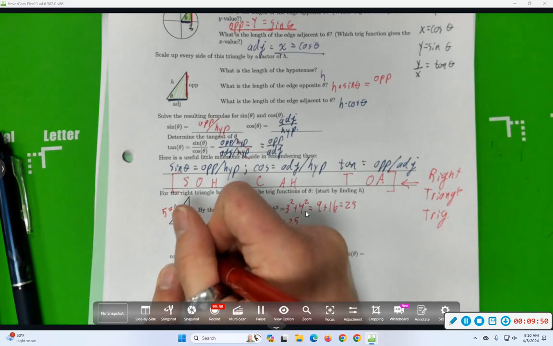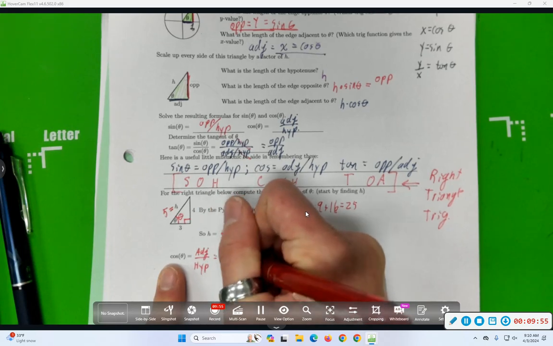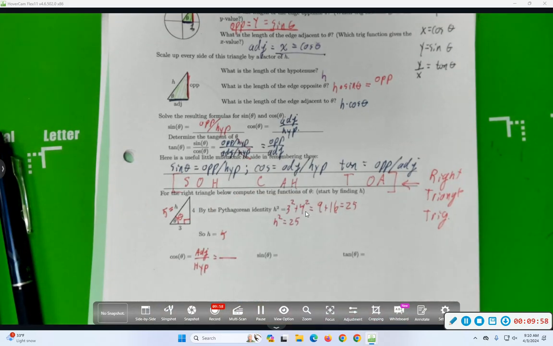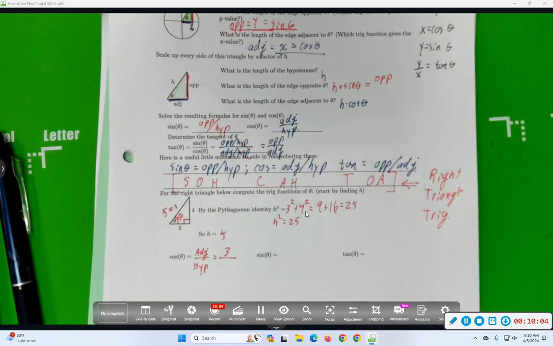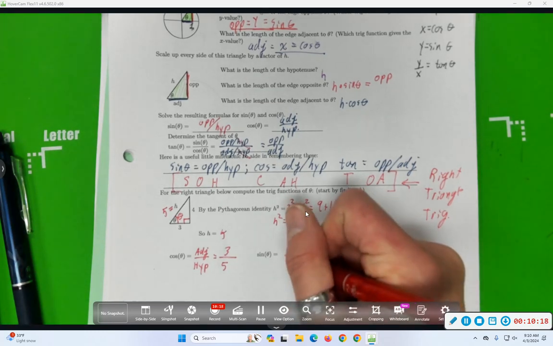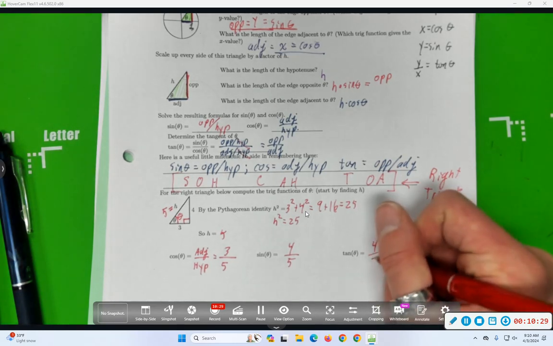Cosine is adjacent over hypotenuse. What's the length of the side adjacent to theta? What's the length of the hypotenuse? Cool. Cosine of this angle is 3/5. How about sine of this angle? 4/5. Because that was it over backwards. Nice. People agree? How about tangent? 4/3. Nice.